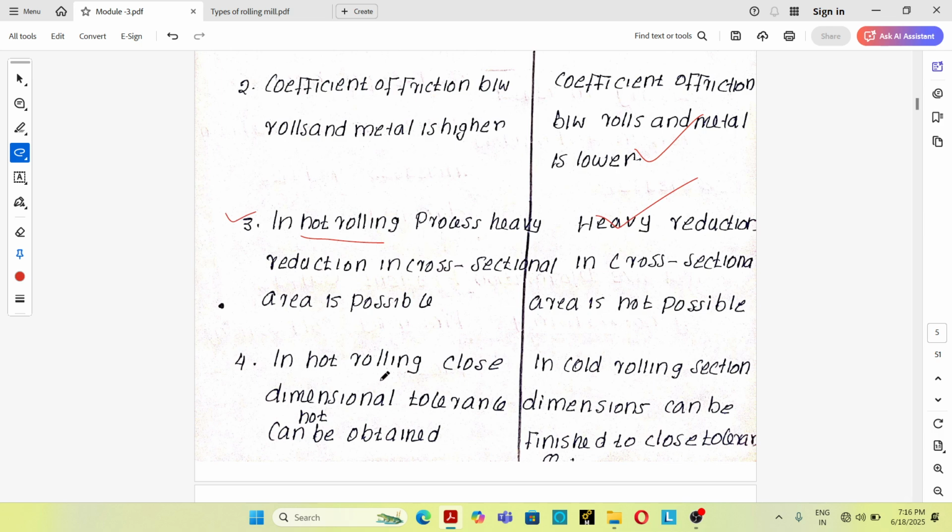Fourth point, in hot rolling, close dimensional tolerance cannot be obtained. In cold rolling, close dimensions can be obtained. Actually, hot rolling is rough work. Close dimensional tolerance cannot be achieved. It is used to reduce thickness in large dimensions. But cold rolling is considered a finishing process in order to achieve the close tolerance.